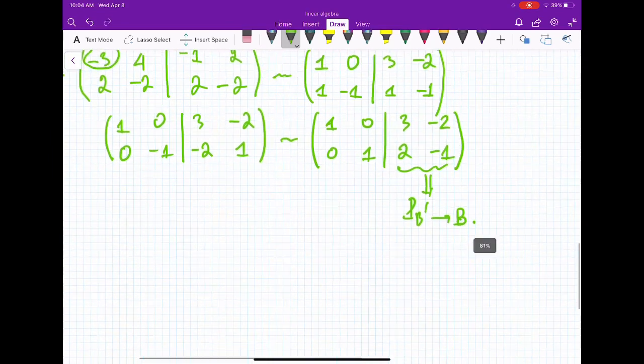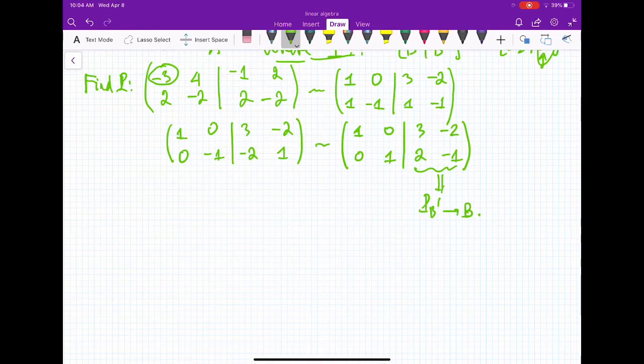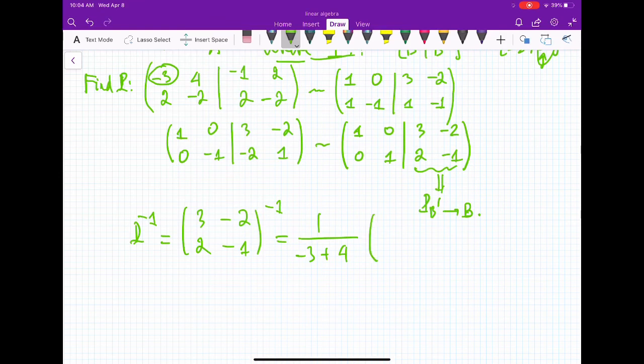And then you take the inverse of this guy, right? The inverse of this is, let's say, P to negative 1. We apply the formula, that is 1 over negative 3 plus 4. And here I have negative 1, 3, 2, and negative 2, right? Basically, that is negative 1, 2, negative 2, and 3.